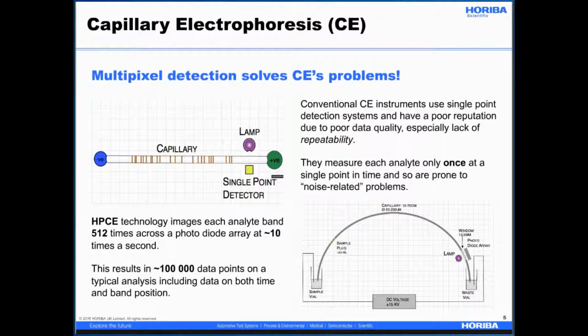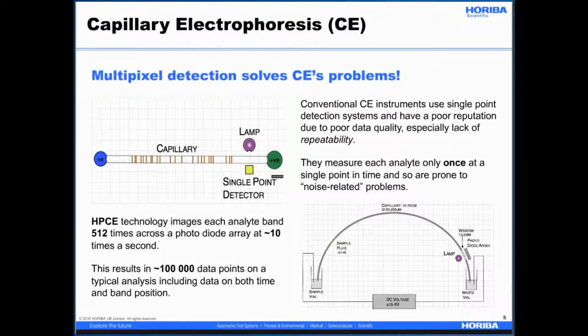So here at the top of this slide we have a schematic representation of a conventional CE system. So we have a capillary, and each one of those bands within that capillary is a separated analyte. These move past the detector, and the detector measures each analyte only once. So this can lead to noise-related problems. Any lamp fluctuations, any instrument noise, or any analytes moving in the opposite direction can appear as peaks.